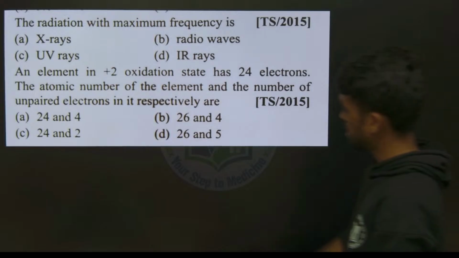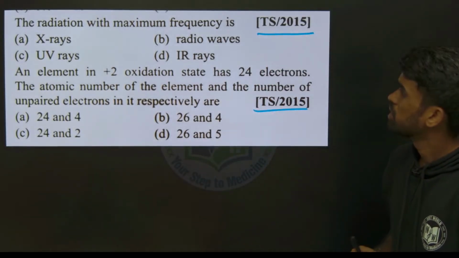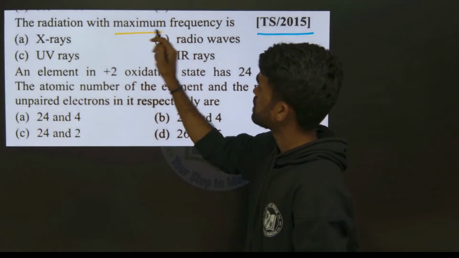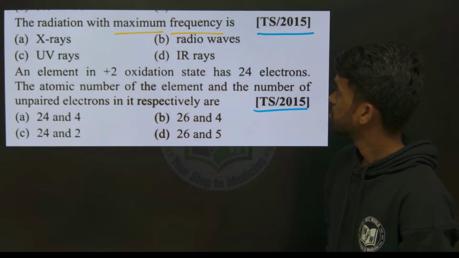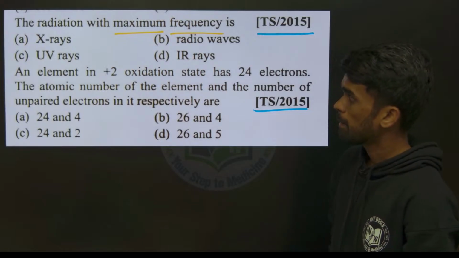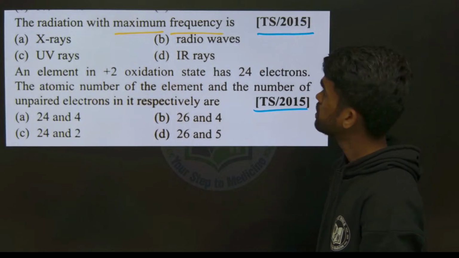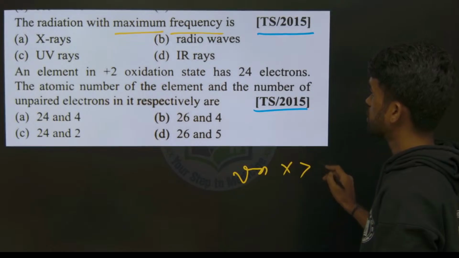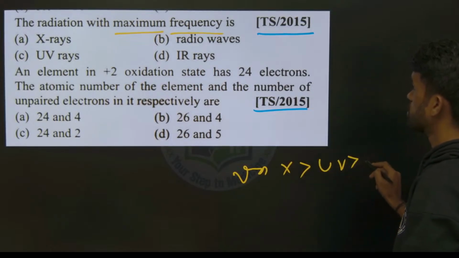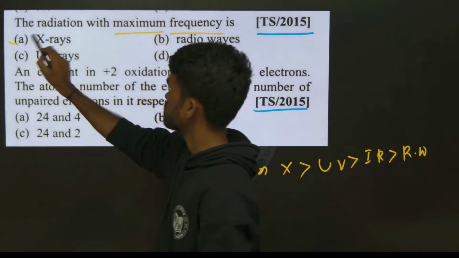Now tell me these basic questions from MHT-CET papers that I have. The radiation with maximum frequency is X-ray, which one? Just arrange them higher to lower frequency: X-rays, ultraviolet rays, IR and radio. So you can answer with the first option.